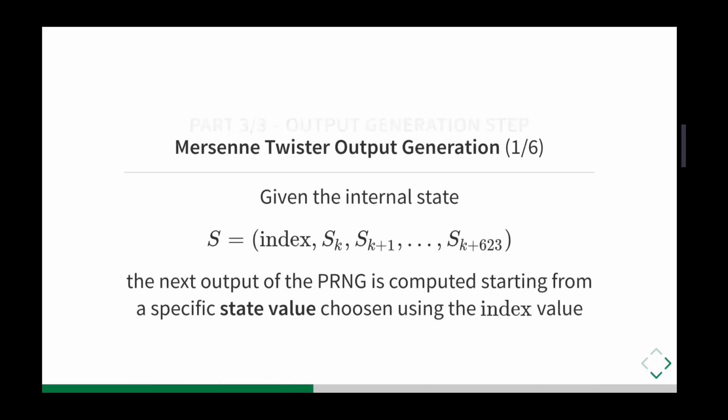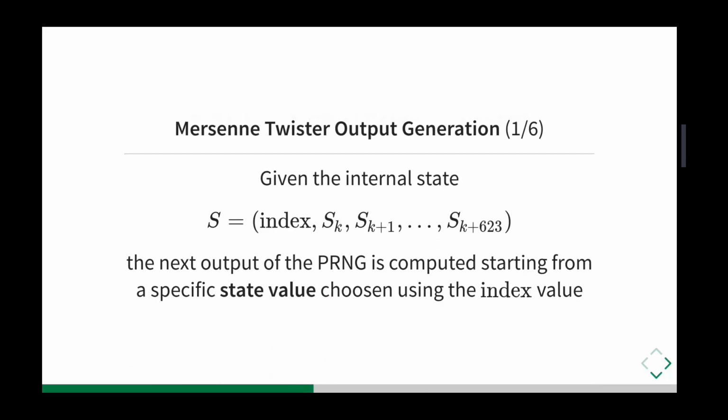And finally, we have the output. So we have initialization, state update, and the output generation step. Now, suppose that you have the following internal state: a bunch of state values and a specific position at the value index, which is a number between 0 and 624. We could say 623, because if it's 624, then we go to the state update. So we have this internal state. What is the next number that will be computed when I ask the Mersenne Twister to give me the next number?